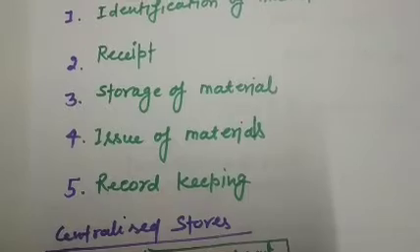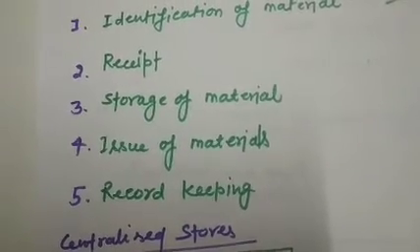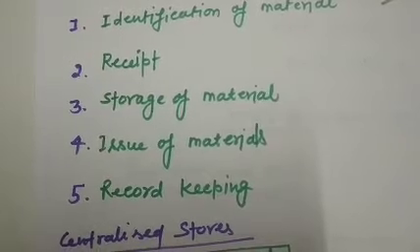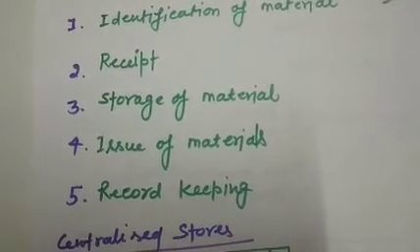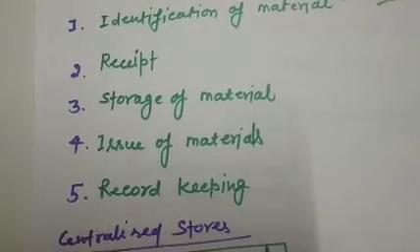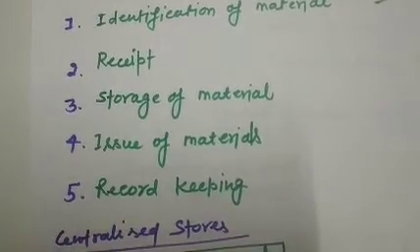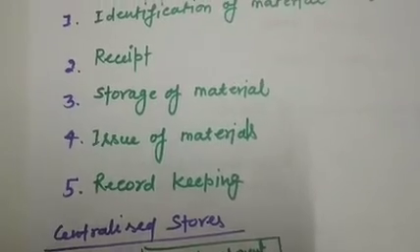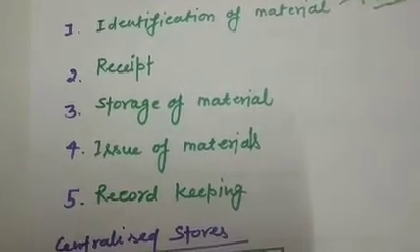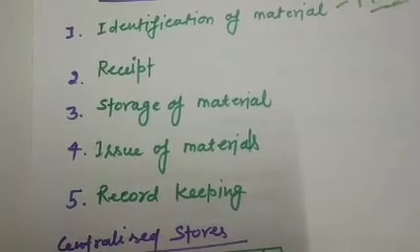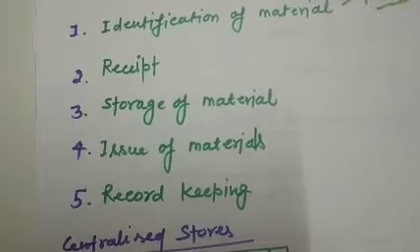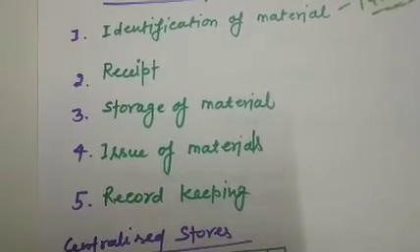Then next is record keeping. This one is very important, right? Different types of record methods are adopted for separately recording the materials, like bin card, store record card, material transfer notes, material return notes, right? Inward and outward registers, stock registers, right? These are adopted. Clear?